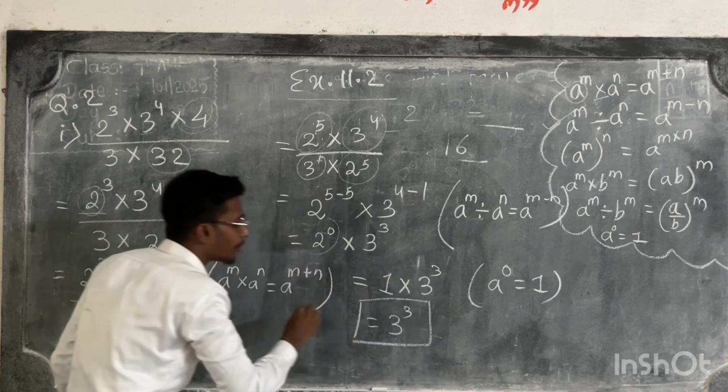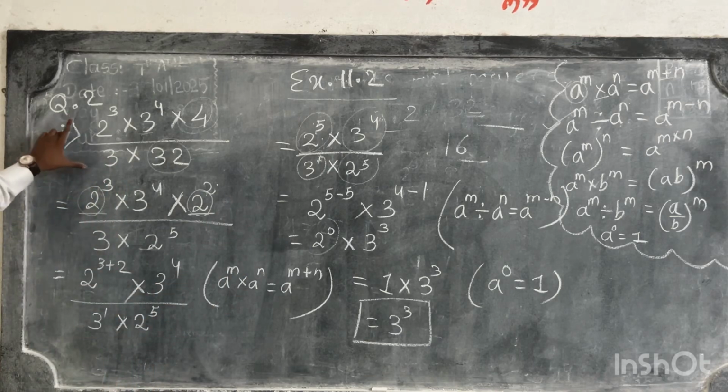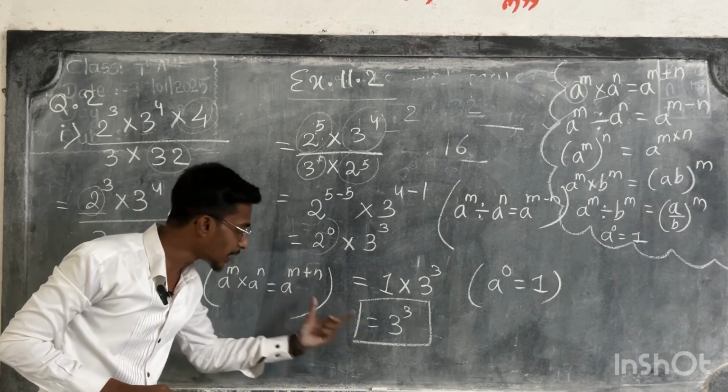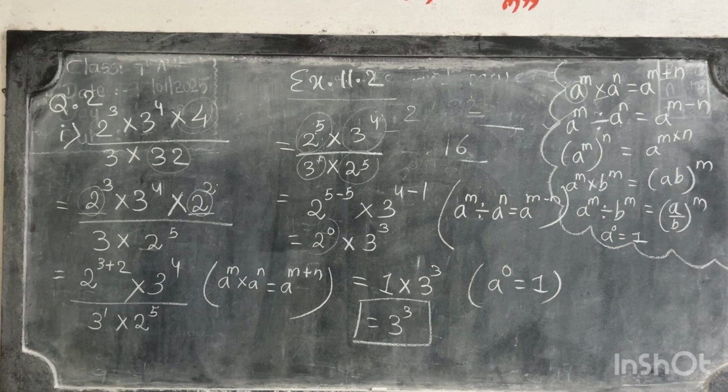So in such a way, by using identities, you have to simplify this expression and write the solution here. So write down.